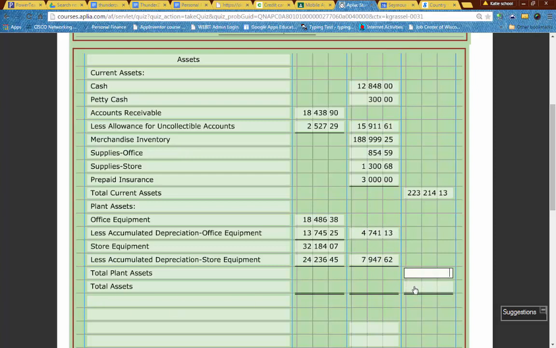Then I have total assets, and guess what I add up for total assets? Total current assets plus total plant assets gives me total assets.